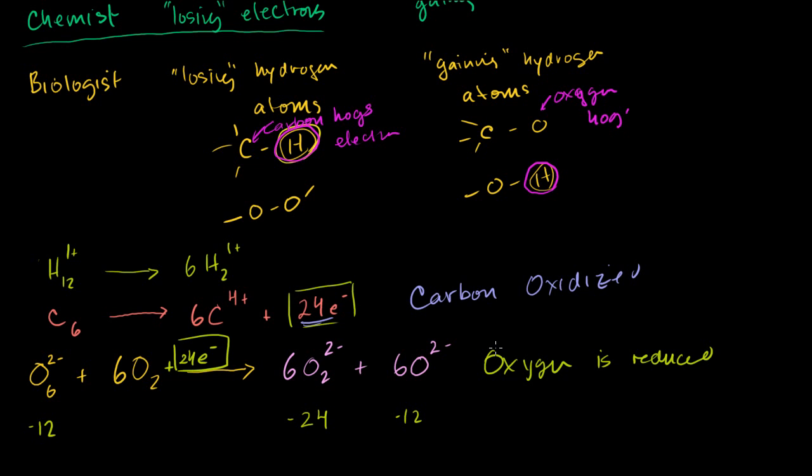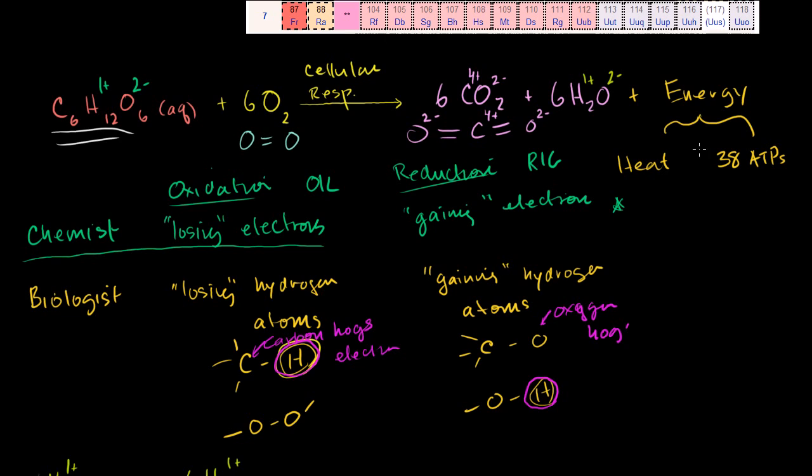And this actually kind of answers one of the questions: where does this energy come from? In any of these chemical reactions, when you see energy being produced, it's because electrons are going from a higher energy state to a lower energy state, right?